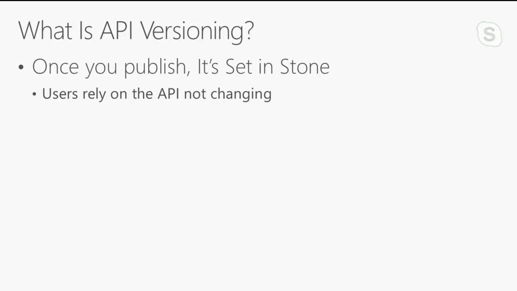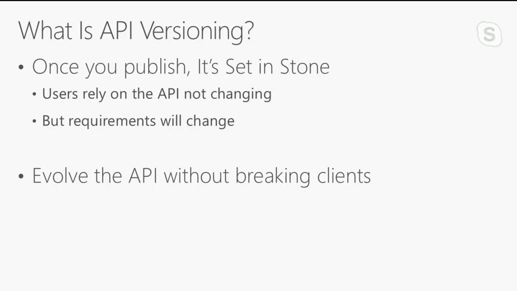And so having a strategy for dealing with that is really important, because your requirements are going to continue to change. And you need a way to evolve these APIs without breaking existing clients. That's really the core of what API versioning is about.